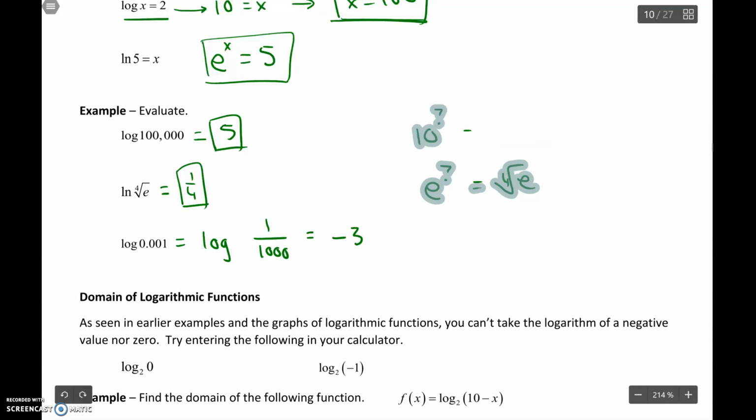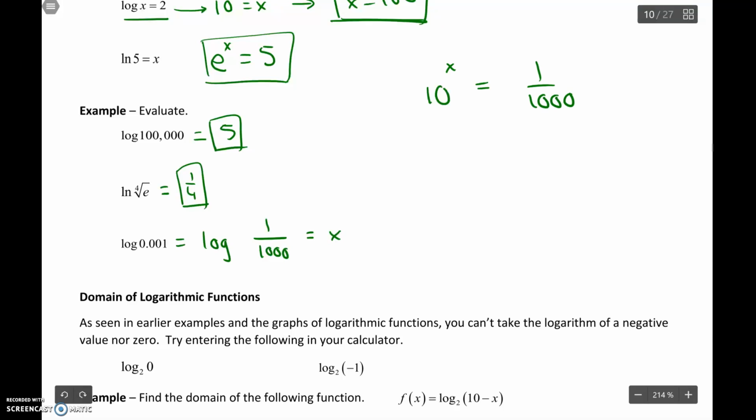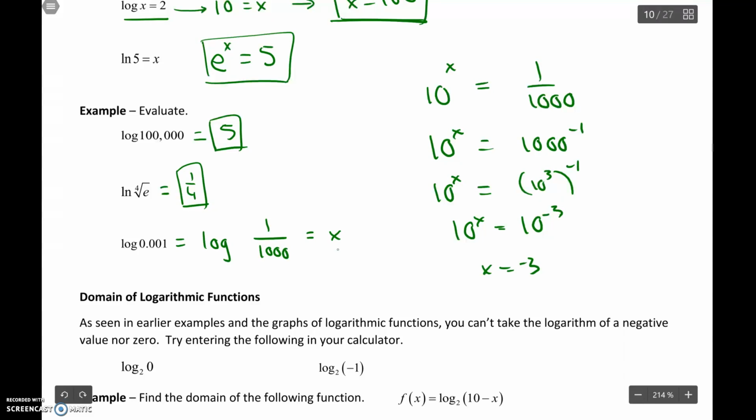Again, if you don't like doing these in your head, that is fine. If you don't want to do it in your head, then this is what you're going to have to do. 10 to the x is equal to 1 over 1,000. 10 to the x is equal to 1,000 to the negative 1 power. Move it up. 10 to the x is equal to, this is 10 to the 3rd. If you take a power of a power, you multiply the exponents, 10 to the negative 3. If 10 to the x is equal to 10 to the negative 3, then x is equal to negative 3. So if you like that better, by all means, you go right ahead and do that.